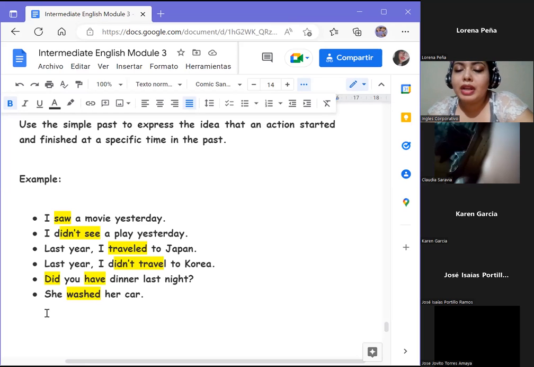In this case, when I am saying that the action happened in a specific time in the past, it is because that action ended in that time. It's not like we are going to specify or tell the time in which we are doing that thing.